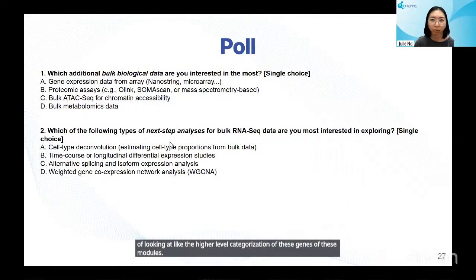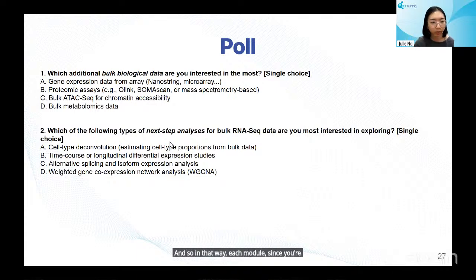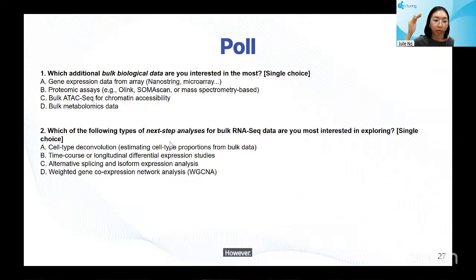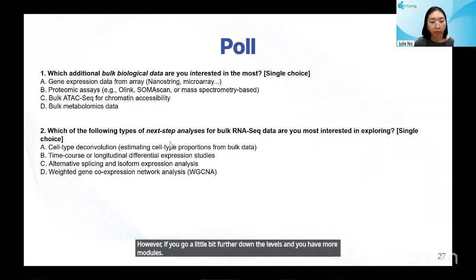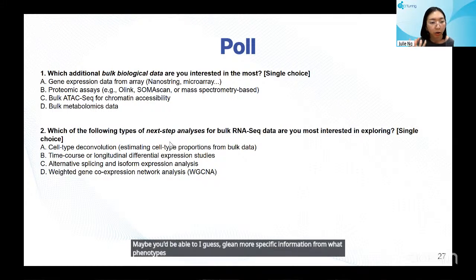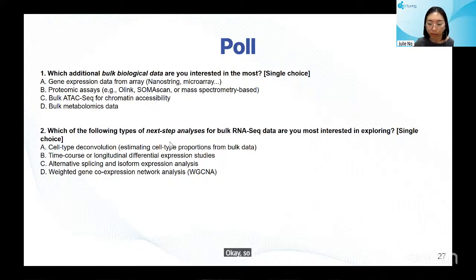And so in that way, since each module has more gene information, maybe it would be a little bit easier to find what phenotypes are associated with a certain module. However, if you go a little bit further down the levels and you have more modules, maybe you'd be able to glean more specific information from what phenotypes are associated with those smaller modules. Okay, so I hope that made sense.